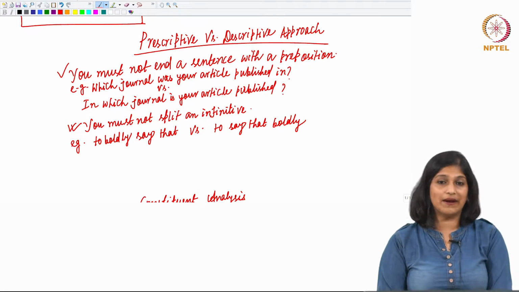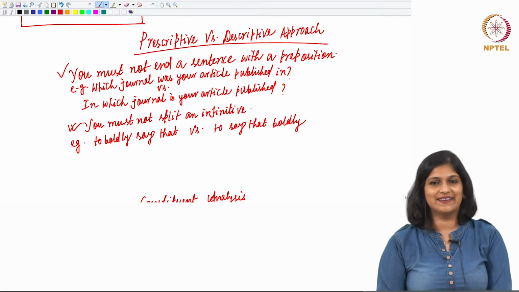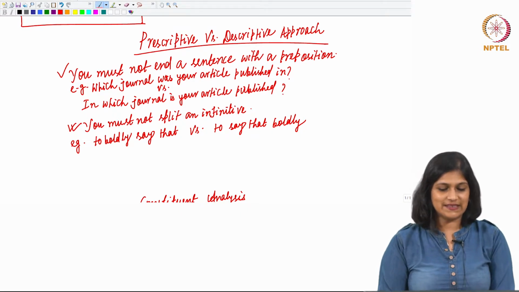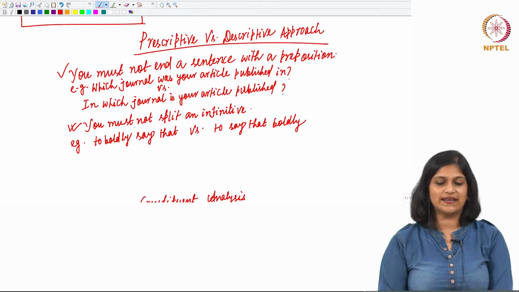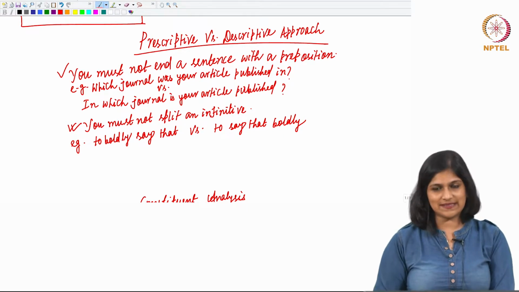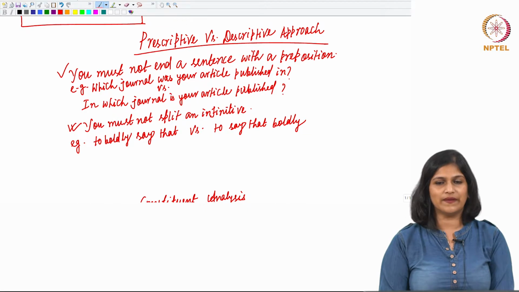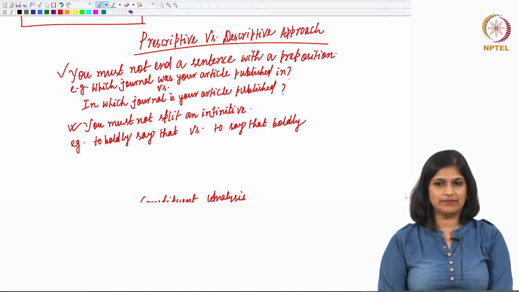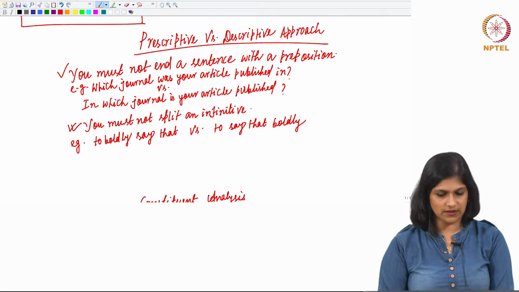The second commandment, if I can say, or the second rule, is you must not split an infinitive. Okay. So, what is an infinitive? When the verb occurs with a to. So, to go, to do, to dance, to sleep. So, these are the infinitival constructions, or to-infinitive constructions, right.